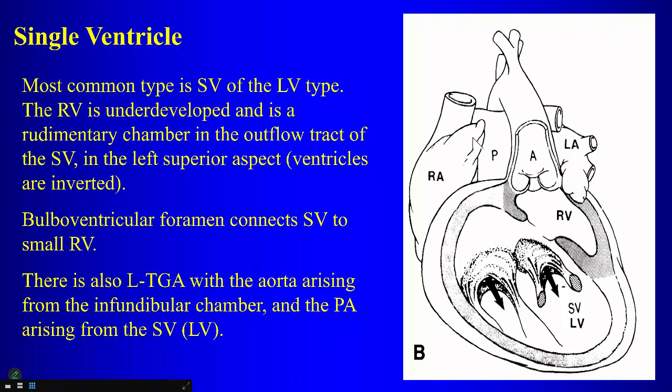And the aorta here is to the left of the pulmonary artery. Aorta arising from the right ventricle, pulmonary artery from left ventricle, that's transposition. Here the aorta is to the left of the pulmonary artery, that's an L transposition. So most cases of single ventricle have this small rudimentary right ventricle here that takes you to the aorta and L transposition. Okay.